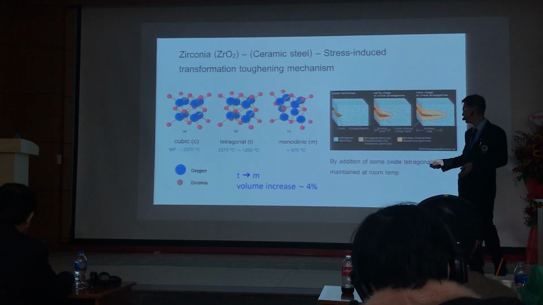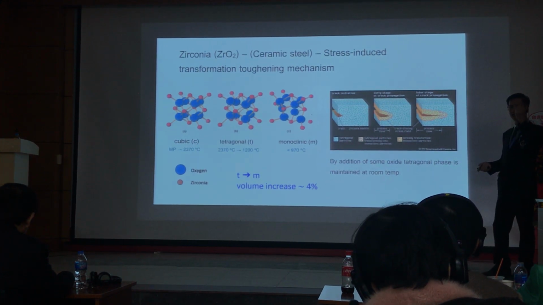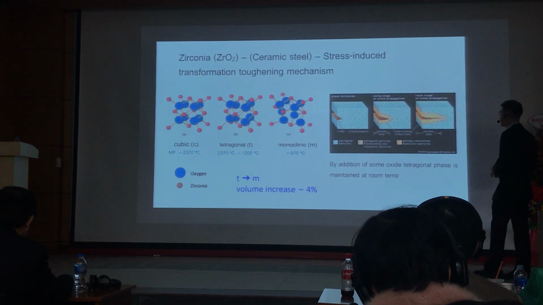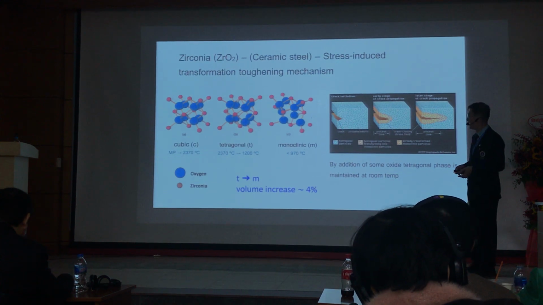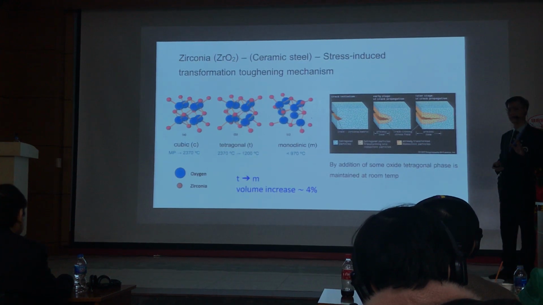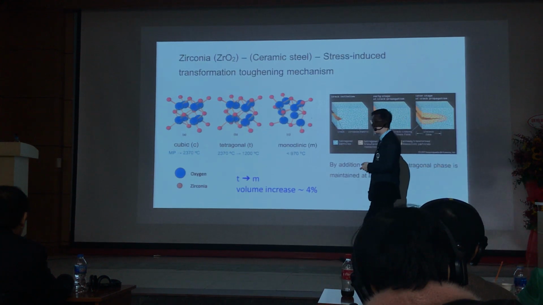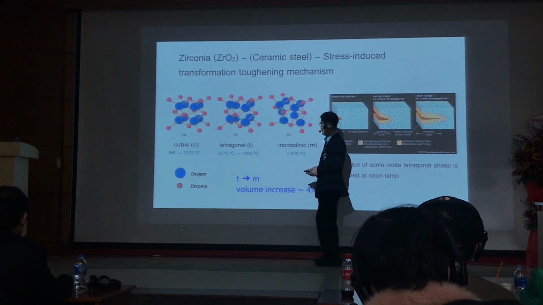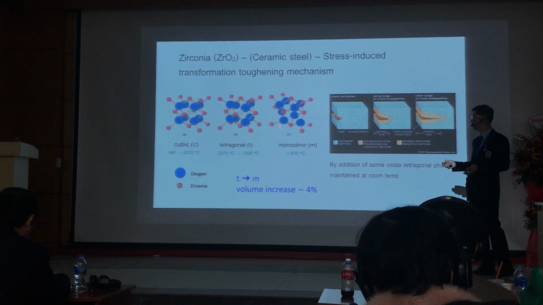And what happens when it turns to monoclinic? It's going to expand around 4%. What happens is it increases the volume, and fracture can happen. And scientists discovered that if you put in some oxide, like yttrium oxide or calcium oxide, in the zirconia, this is going to maintain the tetragonal structure. Okay? And what happens? You can retain this structure in the zirconia.